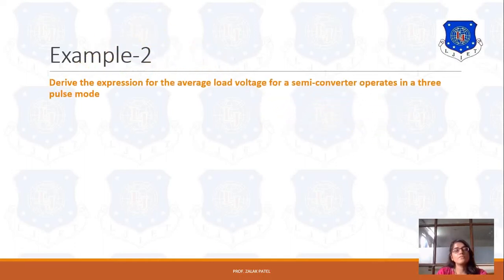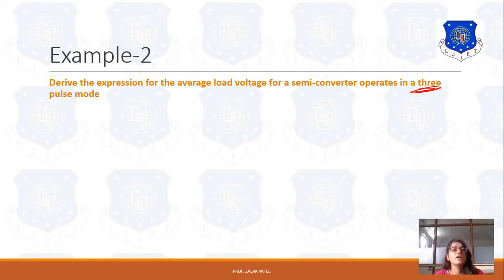Now let's take another example related to it. Consider this problem statement. Derive the expression for average load voltage for a semi-converter operating in a 3-pulse mode. Now this 3-pulse mode is the last that we discussed in the previous lecture, when we divide the interval into the 2, 4 and 6 interval and 1, 3 and 5 interval.